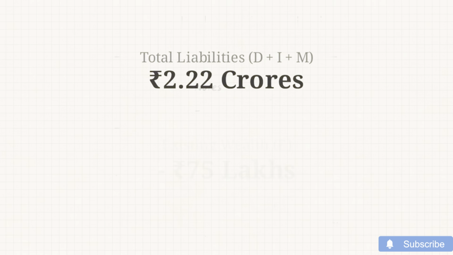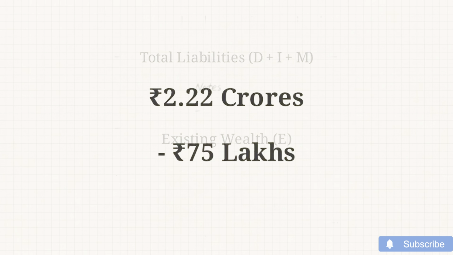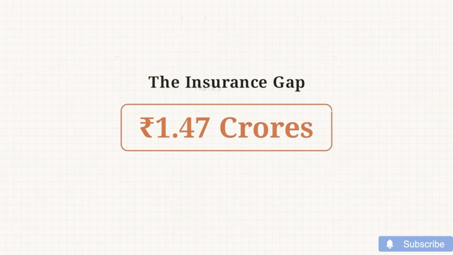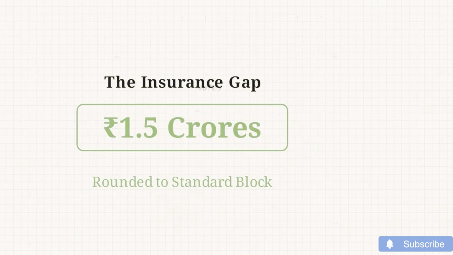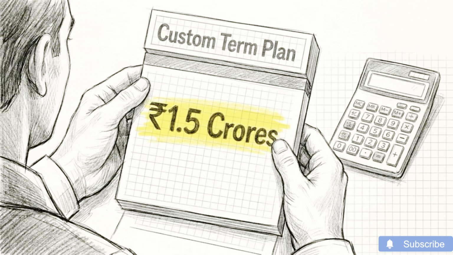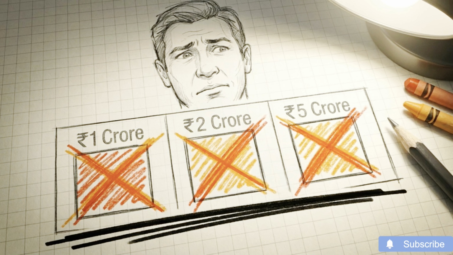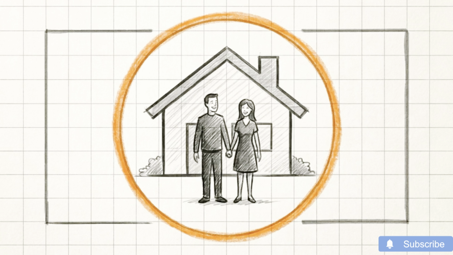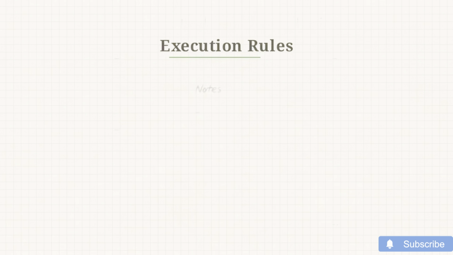Let's finish the math on our example. 2.22 crores in liabilities minus 75 lakhs in existing wealth leaves a gap of 1.47 crores. Since insurers sell policies in standard blocks, we simply round this up to a clean 1.5 crore cover. This tailored approach proves why doing the math works. Instead of guessing and arbitrarily picking a 1 or 2 crore plan, you know precisely what your family requires to stay afloat.